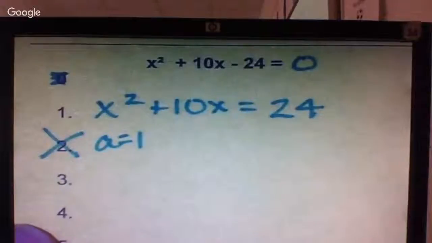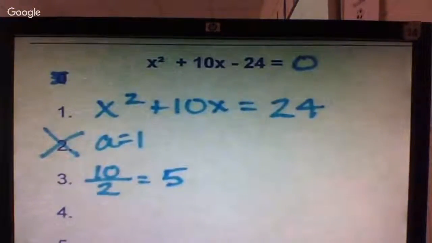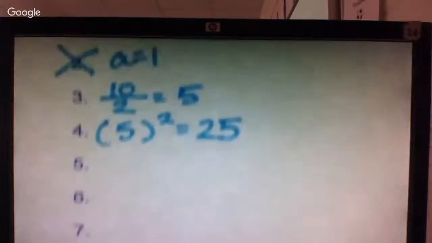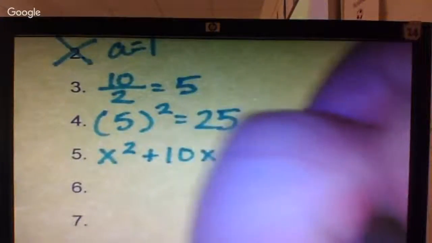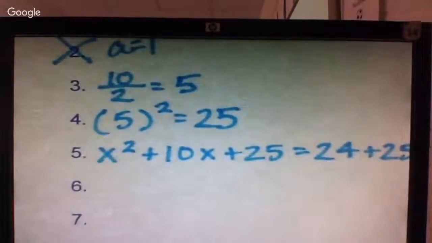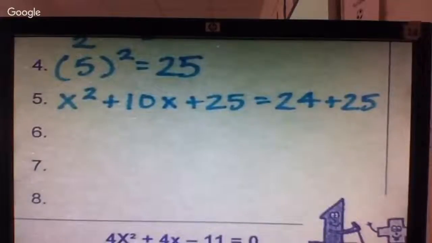Okay, step 3 says find half of B. So we take 10 and we cut it in half. 5. Skip step 2? Yes, because your A value is 1. Okay, so we half your B. Then we square it. So 5 squared is 25. Add that to both sides of your equation. So technically you have x squared plus 10x plus 25 equals 24 plus 25. Again, what you do to one side, you have to do to the other. You've got to keep your equation balanced.